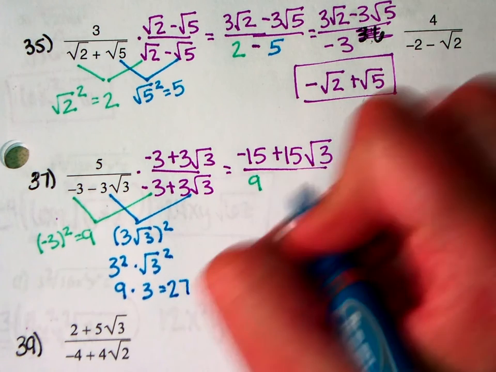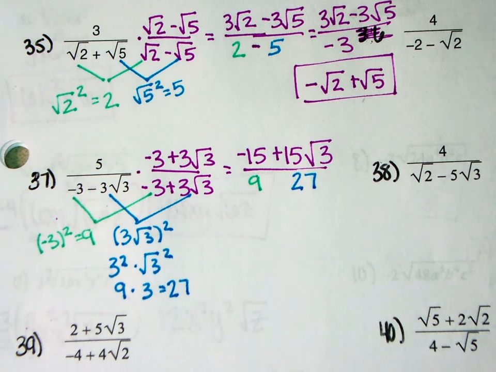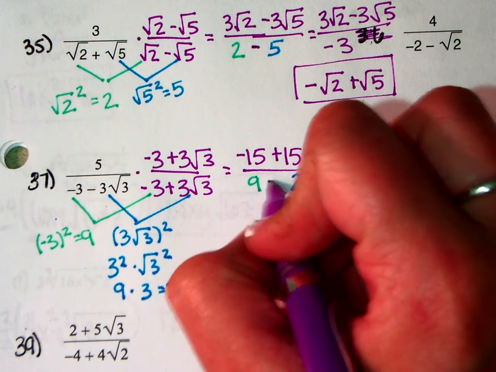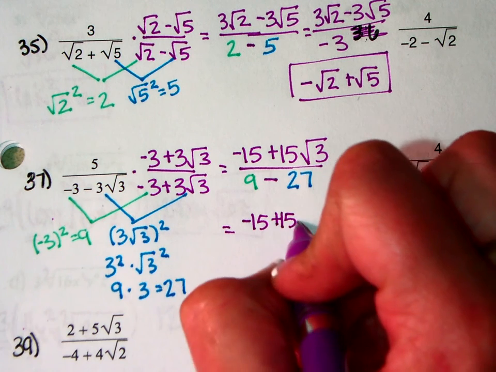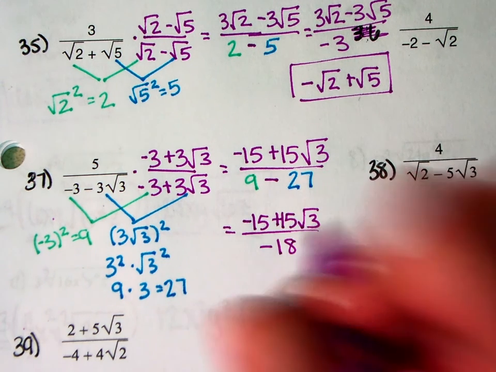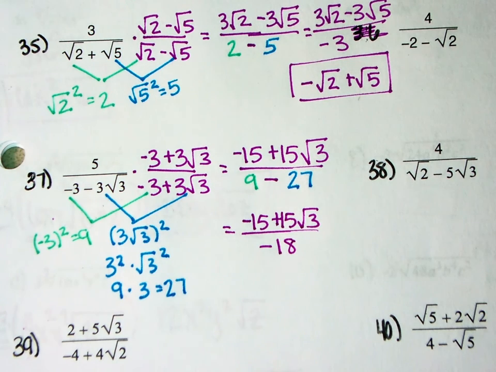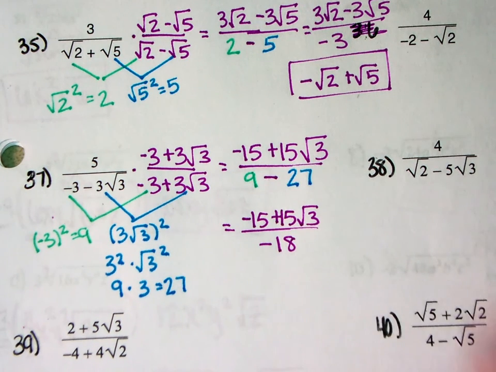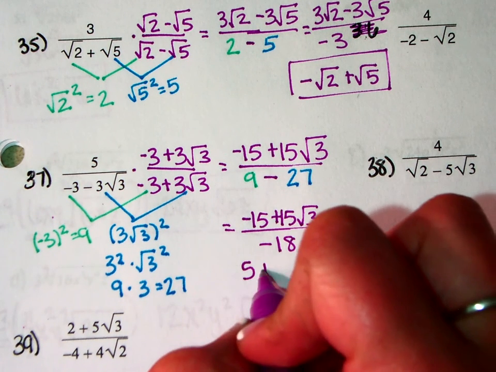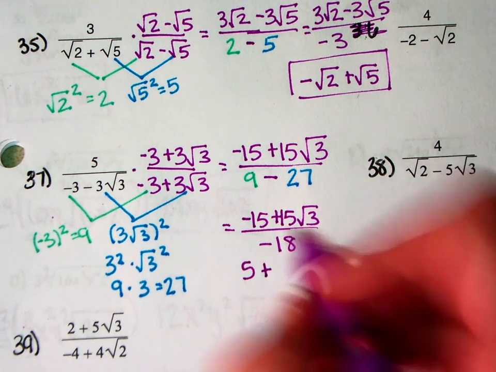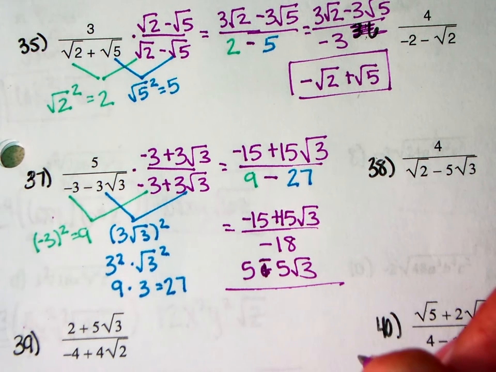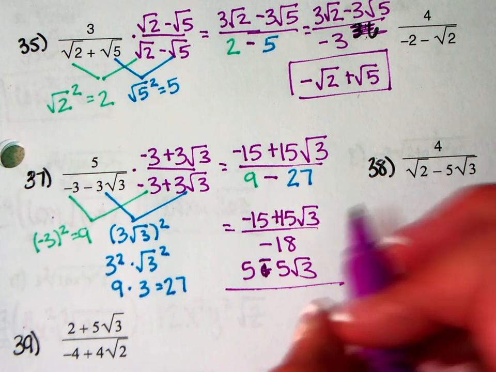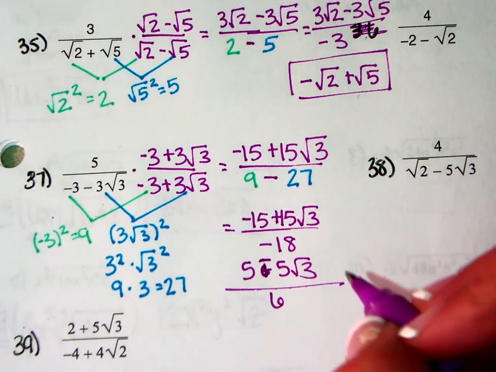Got to double check. So 27 goes here, always separated by a minus. As we simplify, we have negative 15 plus 15 square roots of 3 over negative 18. Inside of all of those values, I can pull out a negative 3. Negative 15 divided by negative 3 is positive 5. 15 divided by negative 3 is a negative 5, so this sign is actually going to change to negative. And negative 18 divided by negative 3 is positive 6, leaving this as my answer.